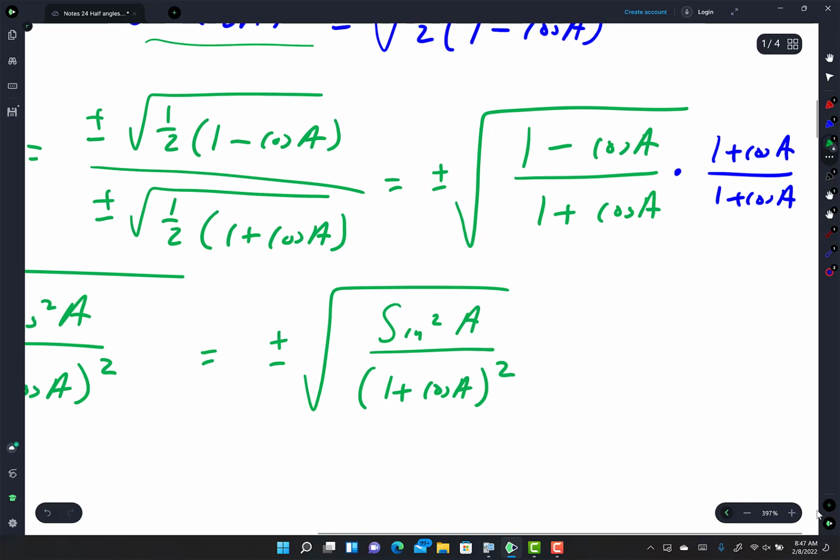We'll leave it for now, and we'll see what the final answer says. All right, here we go. What's the square root of sine squared? Yeah, so this is sine A.